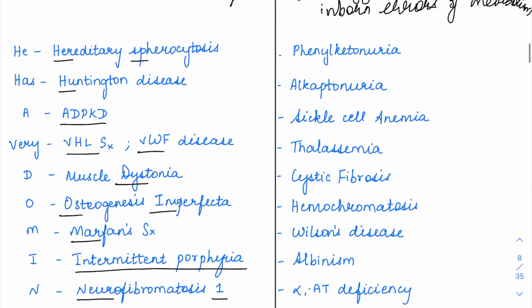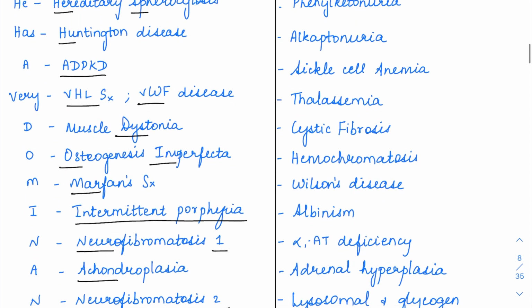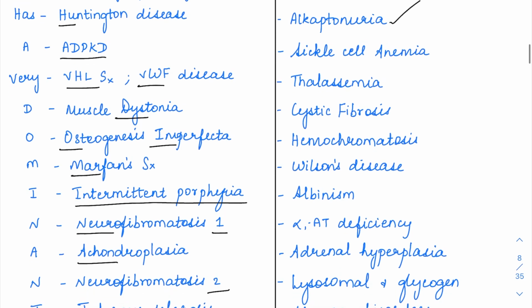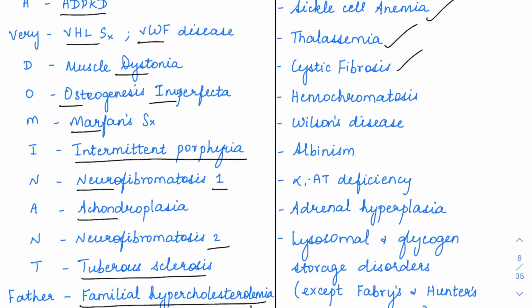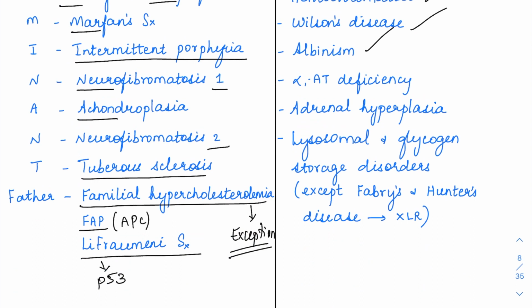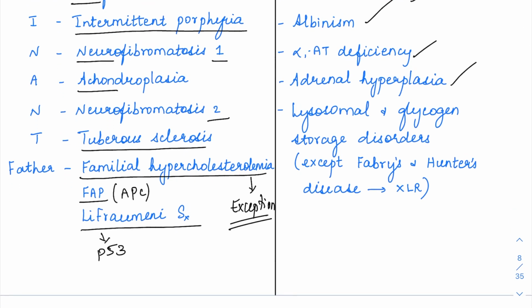So now let's see the autosomal recessive pattern of inheritance examples. So here we can have all kinds of biochemical enzyme deficiencies, you must have studied. No? So most of it is going to be autosomal recessive. So phenylketonuria, alkaptonuria. Then we'll have sickle cell anemia, thalassemia, which are blood-related anemic pictures, cystic fibrosis, CFTR mutations, hemochromatosis again, Wilson's disease, liver diseases basically, albinism. So these are all enzyme deficiencies. Alpha 1 antitrypsin deficiency causing a liver and lung disease. Then congenital adrenal hyperplasia. Then lysosomal and glycogen storage disorders.